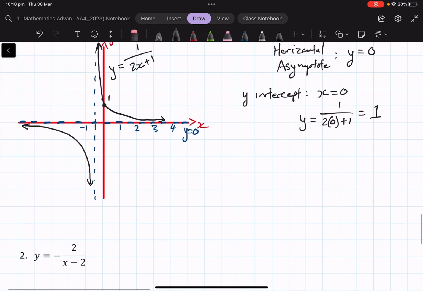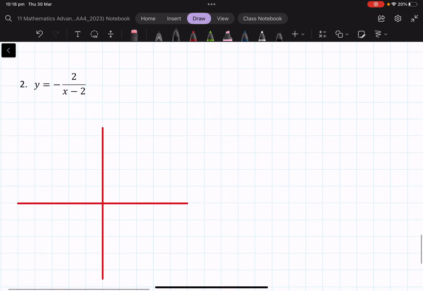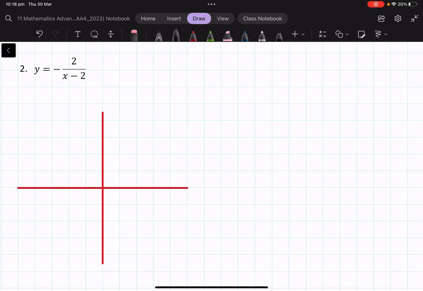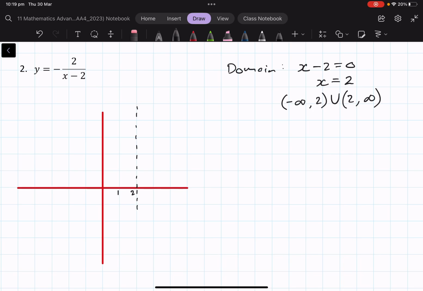Let's jump to the next one. So we've got y equals negative 2 over x minus 2. All right, so let's think about the domain first. Now, the denominator can't be 0. So we're going to say that x minus 2 equals 0, then that must be x equals 2. Which means that the domain is given by negative infinity to 2, the union with 2 to infinity. So I'm going to go ahead and put my dotted line in. That is x equals 2.